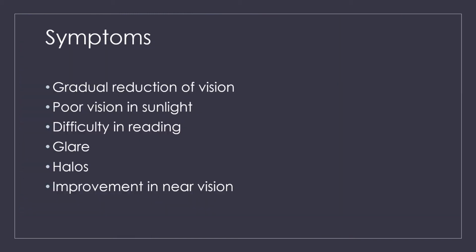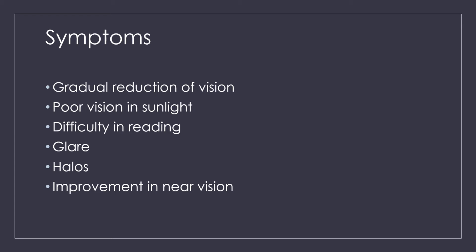Now, what are the symptoms of cataract? These include, number one and foremost, gradual onset of dimness of vision, poor vision in sunlight, especially in posterior subcapsular cataracts, difficulty in reading, especially in posterior subcapsular cataracts.